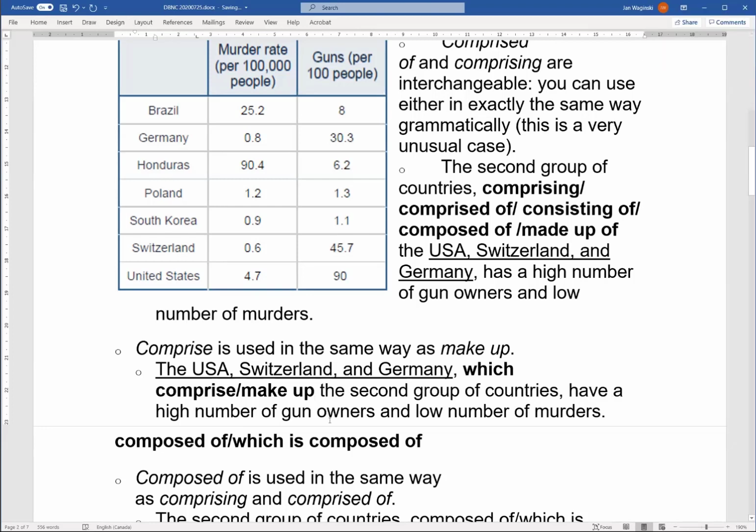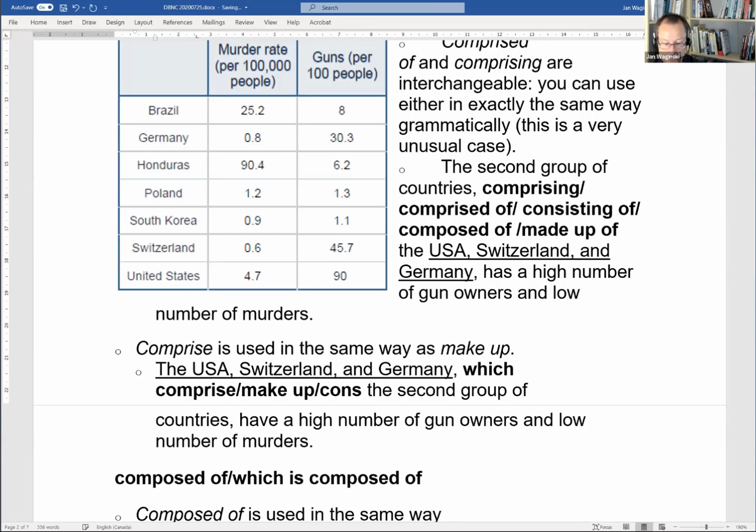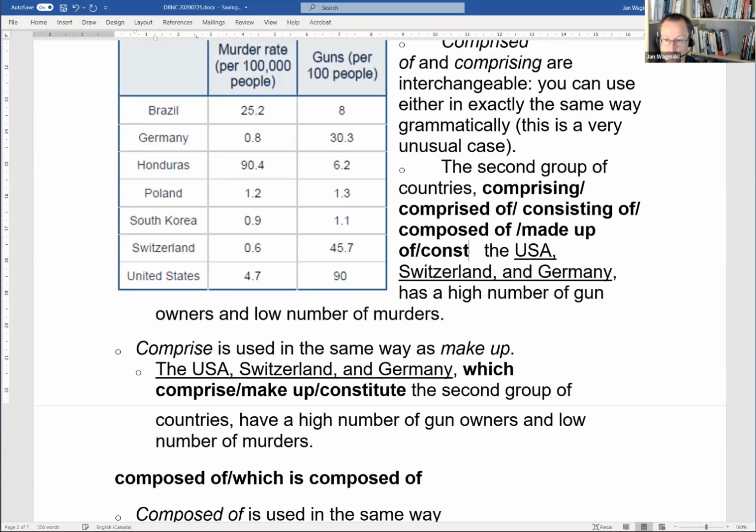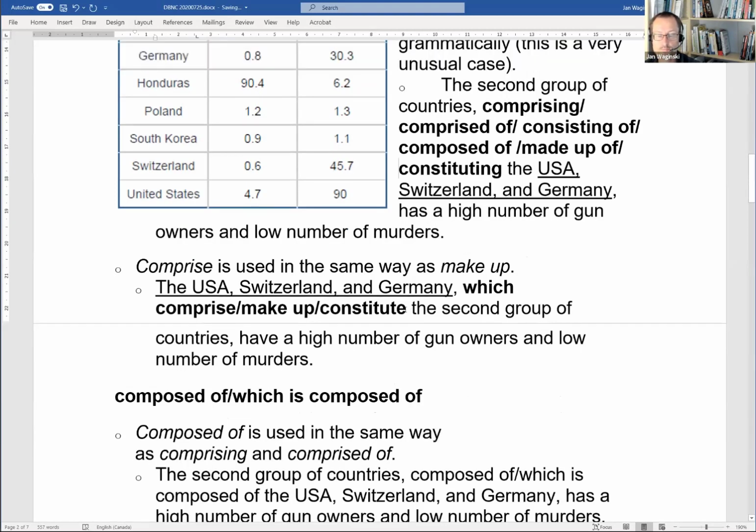Simple present. Constitute? Yes, which that's a good one. Constitute. Compose. So which compose the second group? Just a sec. I'm going to put constituting up here. That works too. Sorry, Allah, what did you say? Compose. Compose. I wouldn't use it.